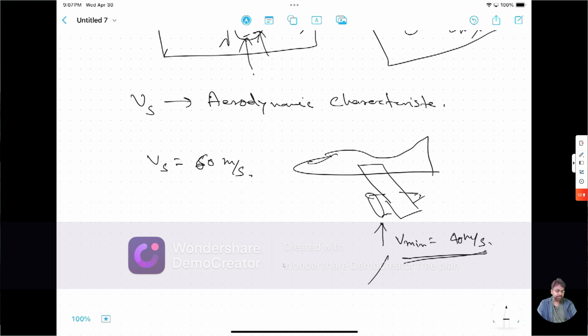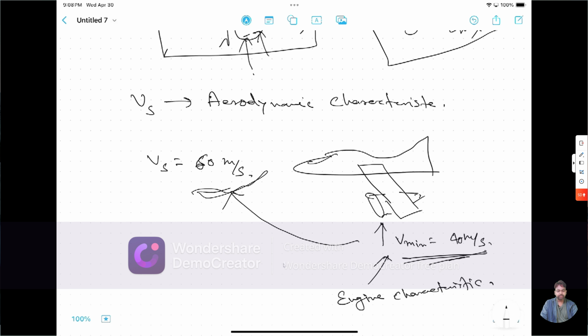Is it okay? So we can say this is the engine characteristic guys, because this is defined by the engine characteristic. So this aircraft can never fly with this speed, because the aerodynamics will stop this aircraft up to here. It can maintain the minimum velocity of 60 meter per second aerodynamically. Is it clear? Now we are going to the other point, vice versa.